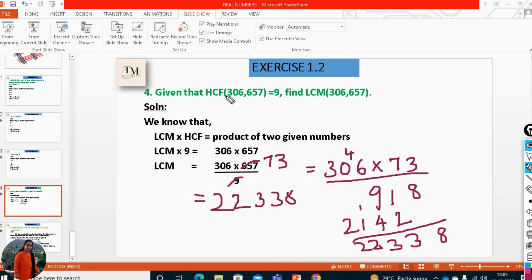If two numbers and any one of LCM or HCF is given, we can use this formula to find the other value. Okay, children, so that's all for this session.